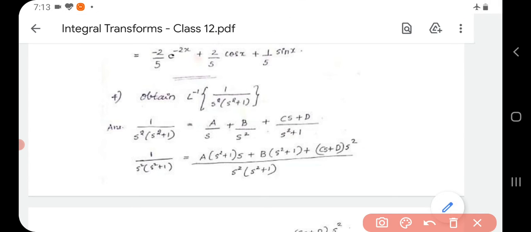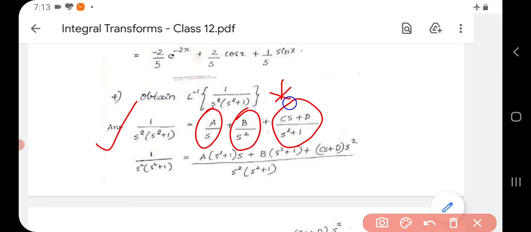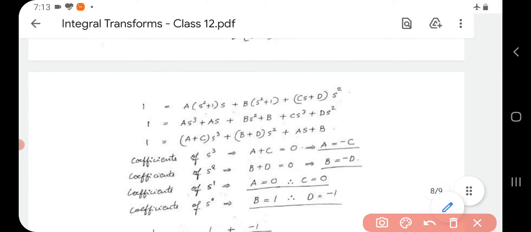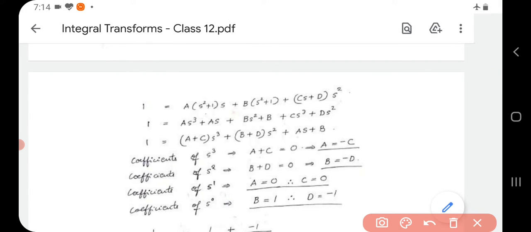See how the splitting is done. So the various methods of splitting I have shown here. So when you are given a question like this, the splitting will be like this: a by s plus b by s square plus cs plus d by s square plus 1. Then the usual method, expanding. Finally open the bracket, group the terms with the s cube, s square, s and constant.